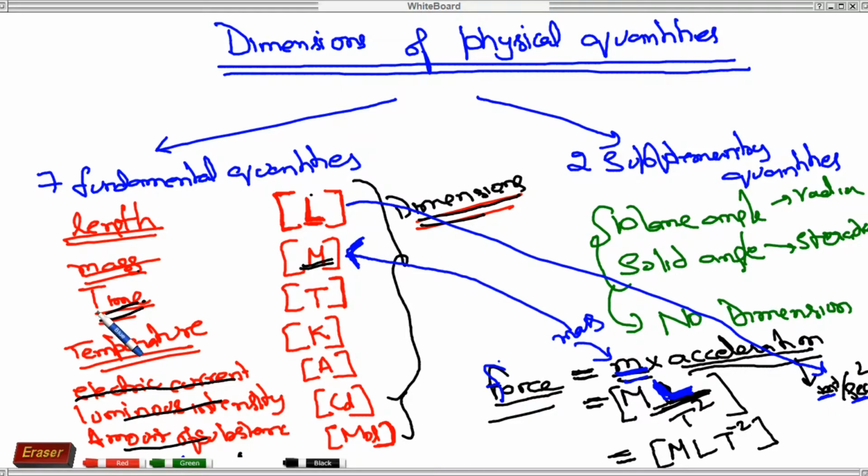This is second. Second is a part of time. So it will be L upon T square. So when we rearrange this, it will be M L T raised to the power minus 2, and this is the dimensional formula of force. Okay.